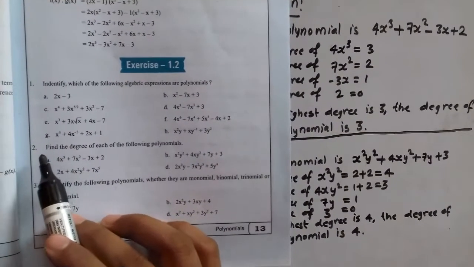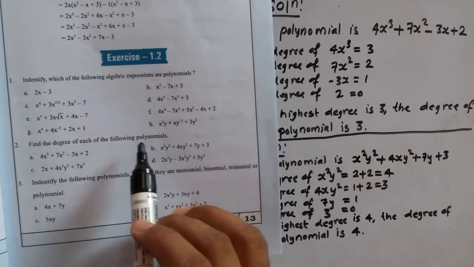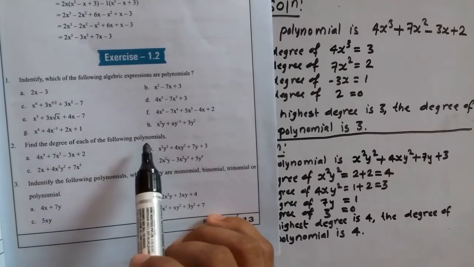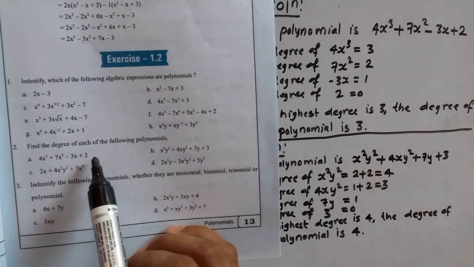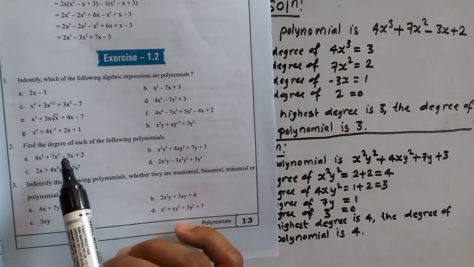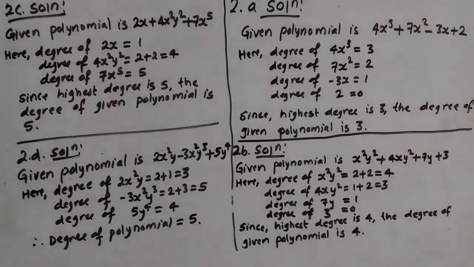In question number 2, we have to find the degree of each of the following polynomials. As we know, to find the degree of a given polynomial, we first find the degree of each term of the given polynomial, and the highest degree is the degree of the polynomial.